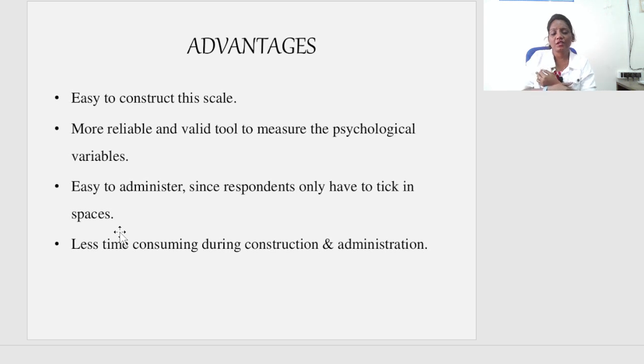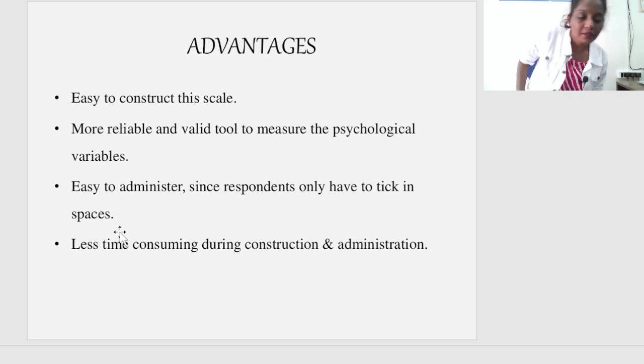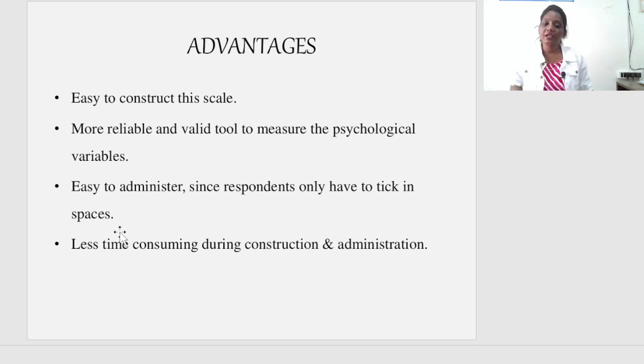And what are the advantages of this Likert scale? It is easy to construct, and a more reliable and valid tool to measure psychological variables, and easy to administer since respondents only have to tick in the space because they don't need to write anything by hand. But still these scales are mostly used for literate samples or literate subjects because they have to read and understand, then only they can answer. It is also less time consuming during construction and administration.